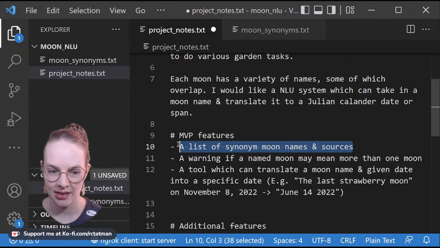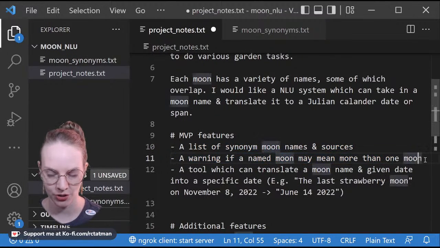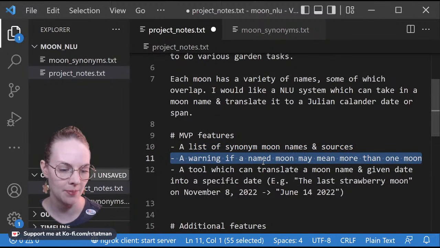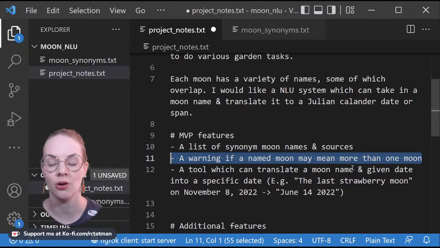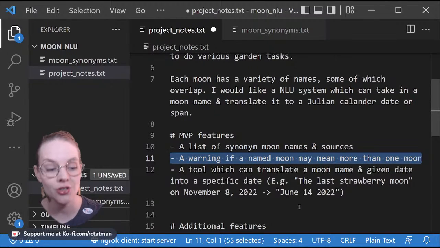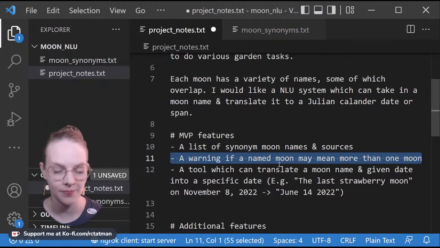So I think these two can happen first, right? Because this is going to be pretty straightforward. If I type in strawberry moon, I should be told, hey, multiple moons can be strawberry moon. Here are your potential dates. And then you pick from among them. First the warning, and then we can use that to do a logic flow.